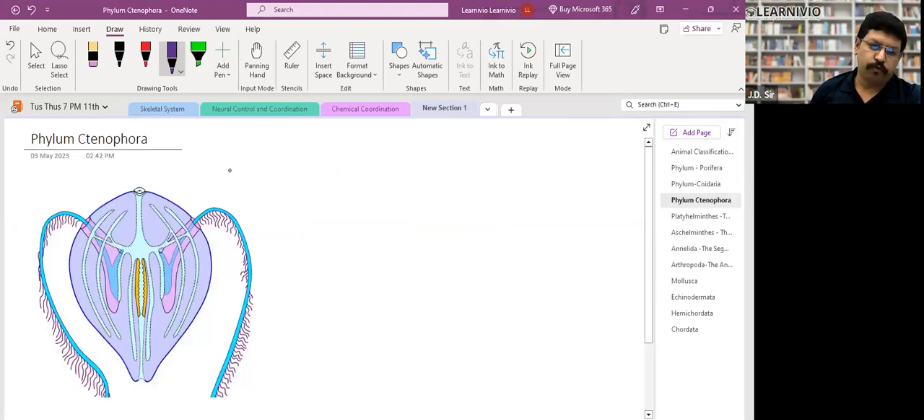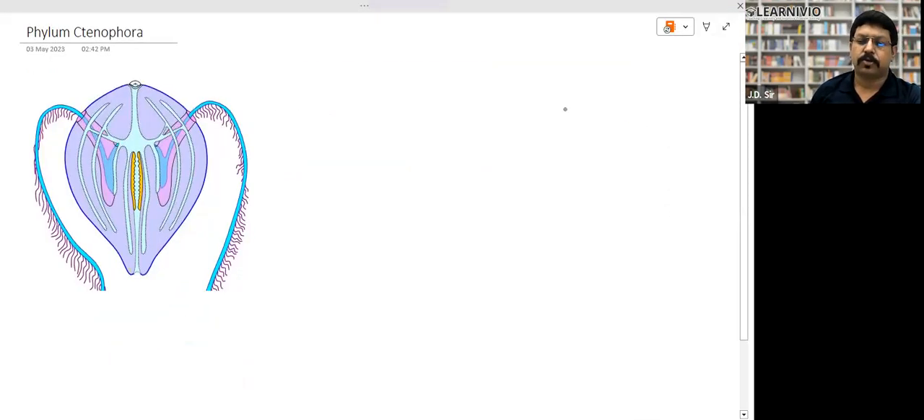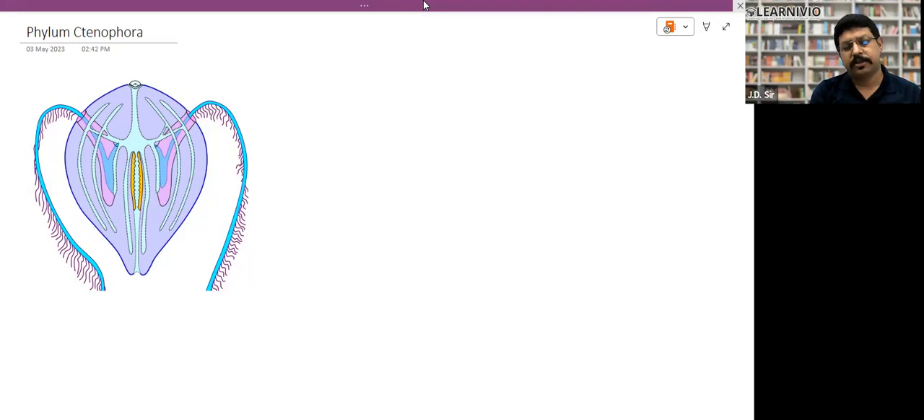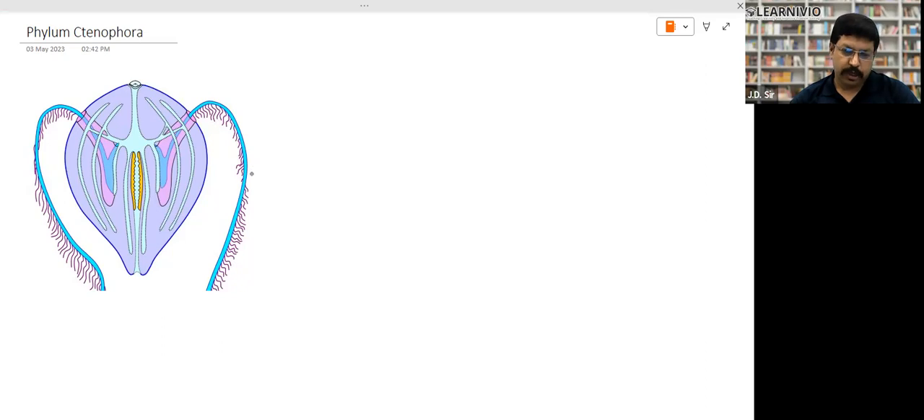Next, Ctenophora. Ctenophora is a very simple kind of phylum. Previously this phylum was not there, but it's a new kind of phylum. Some of the characteristics of this phylum match with the characteristics of Cnidarians, right? They also have tentacles. These are called tentacles. But these tentacles may be there or may not be there, right? And this structure is called the mouth.